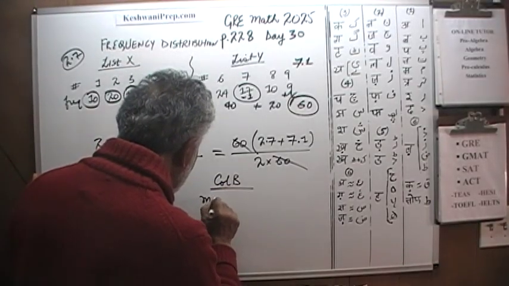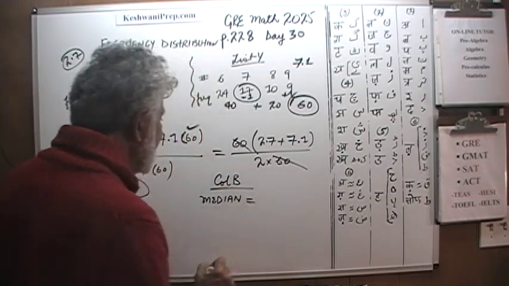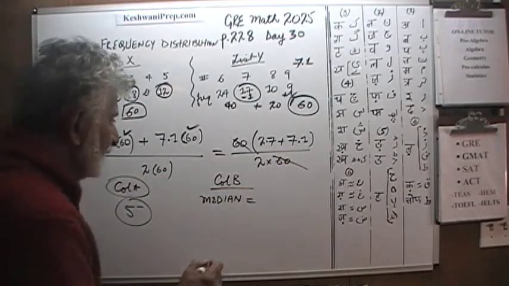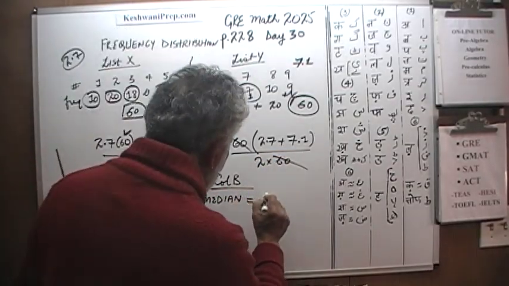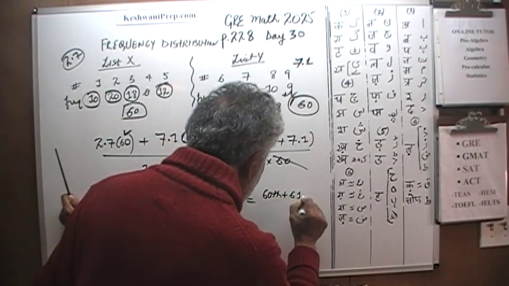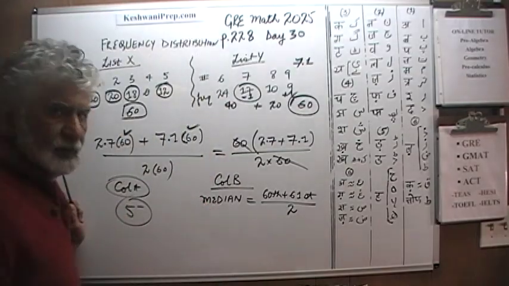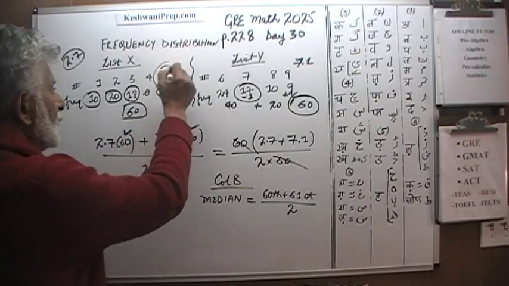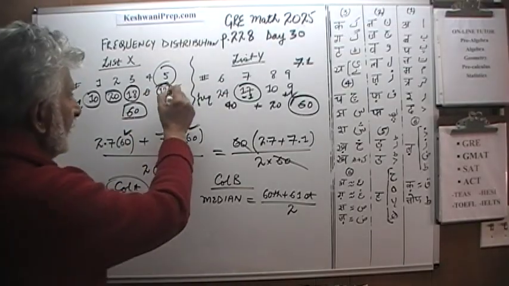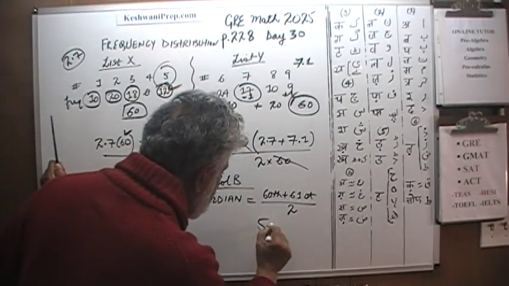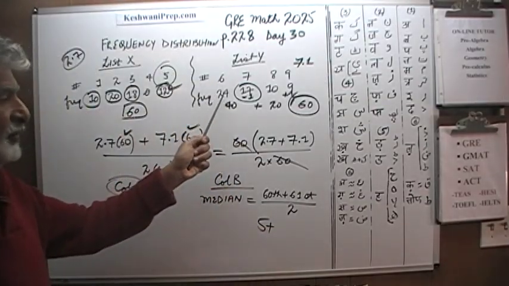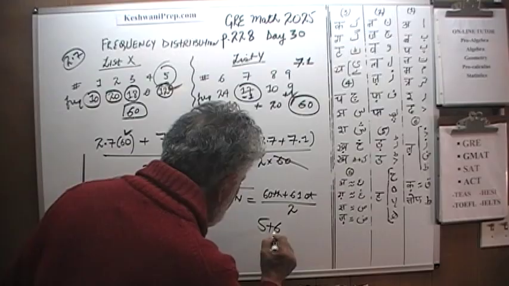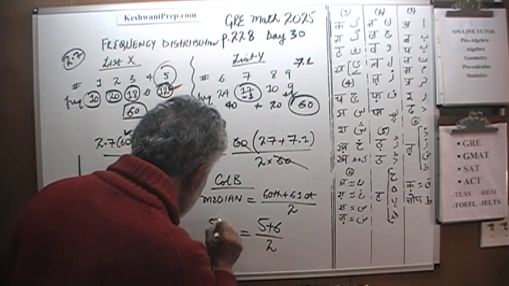Column B, we're looking for the median. Since there are 60 observations here and 60 observations here, the median is simply the average of the 60th observation plus the 61st observation. The 60th observation is the last observation in this list, which is 5. There are 12 5s. The 60th observation is a 5. And the 61st observation here is a 6, because we have 24 of those. The 61st observation is 6. Divided by 2, and you will see that it is 5.5.